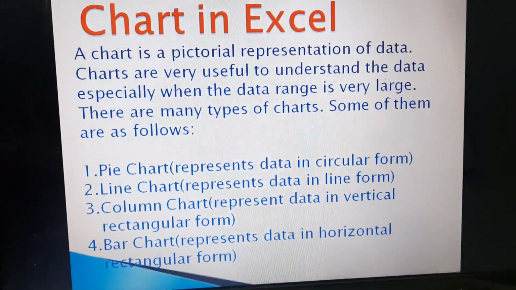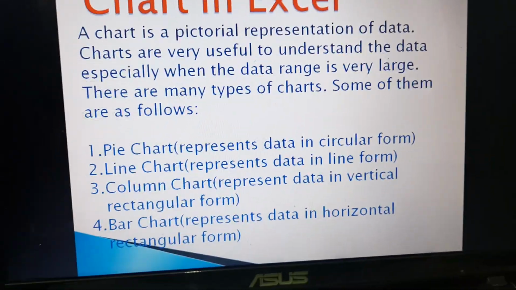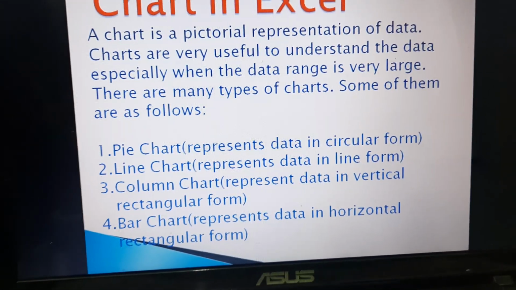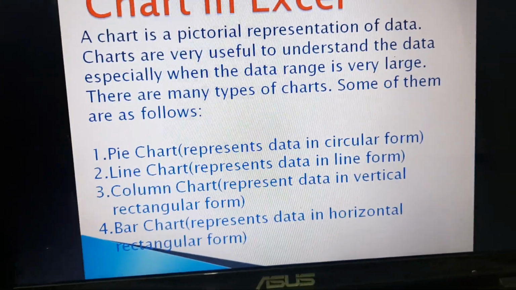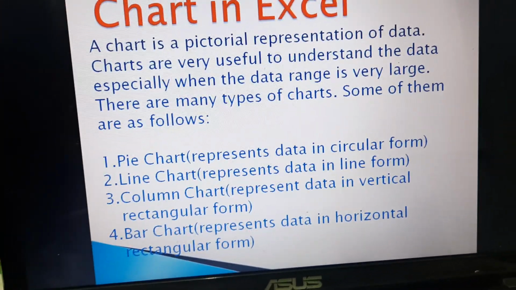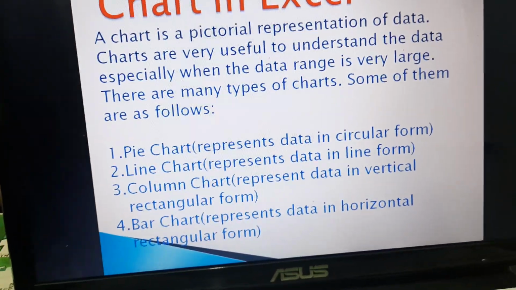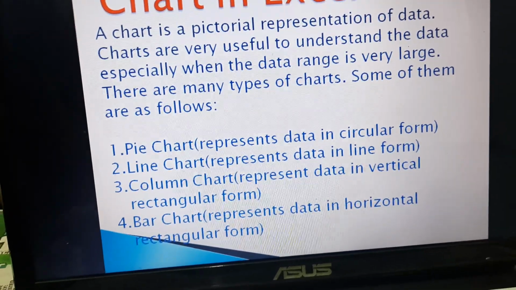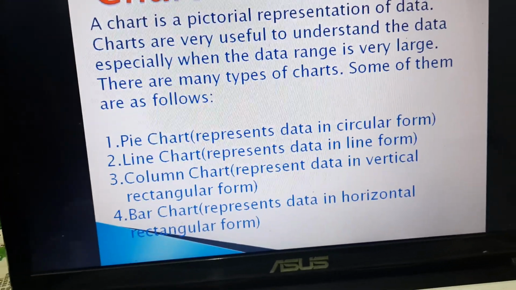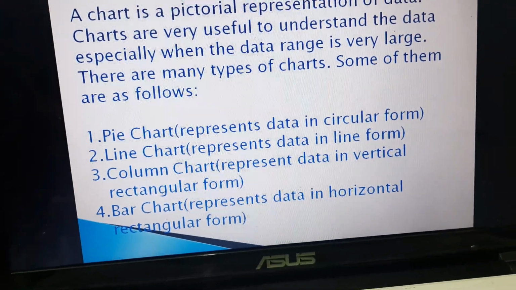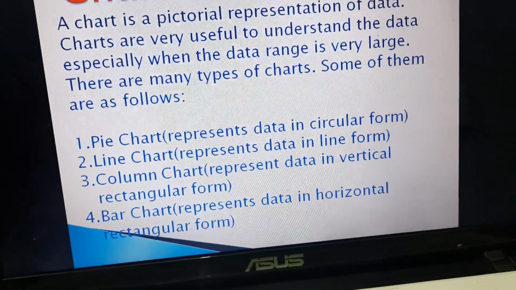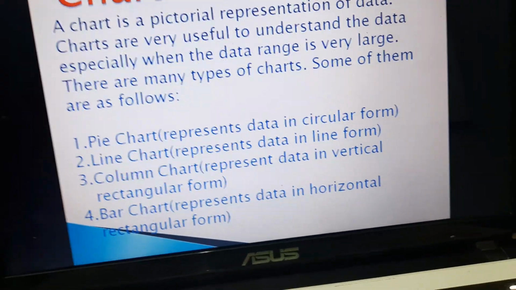There are many types of chart we use. Mainly we use 4 types of chart. That is the pie chart, represented in circular form, like a circle. The line chart, with lines. The column chart, which is a vertical rectangular form, and the bar chart, which is a horizontal rectangular form. Column is vertical and bar is horizontal.